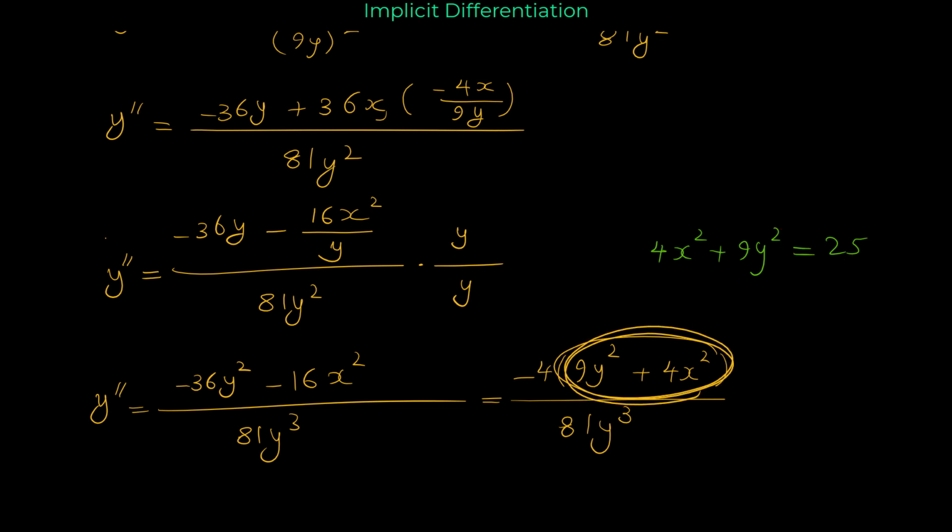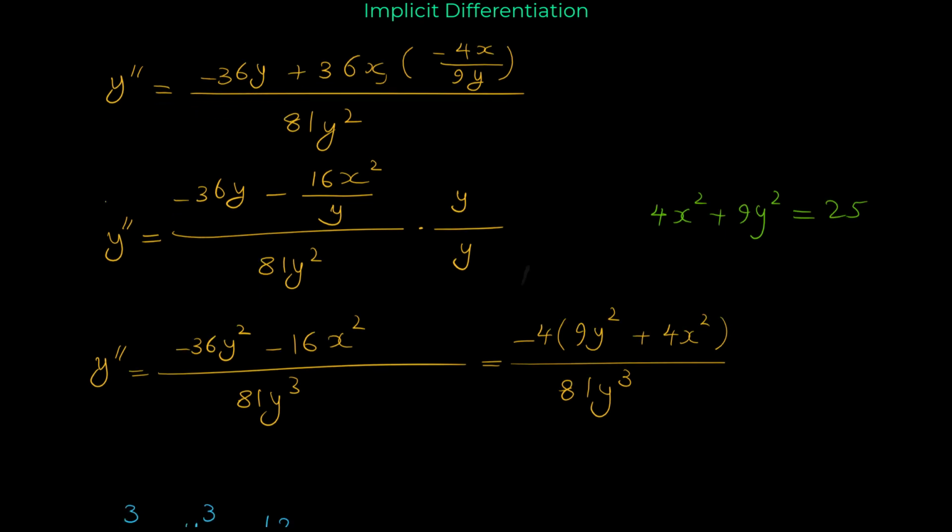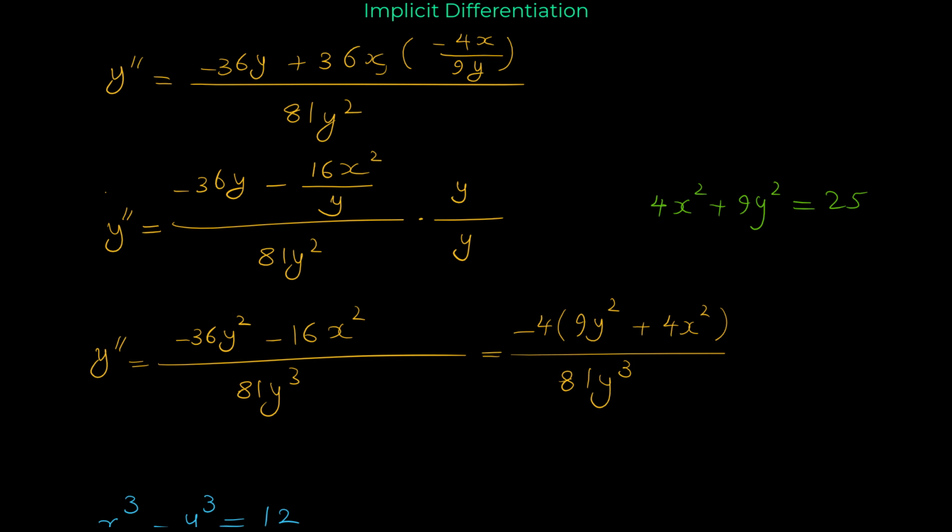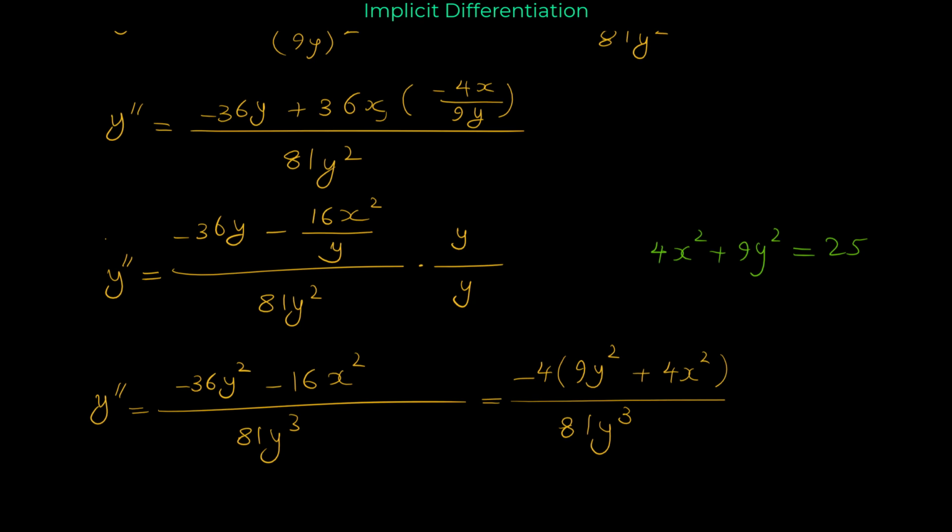If we do so, we can write the y double prime in this form. Let me write it here. We can write finally y double prime equals, because this is 25, negative 4 times 25 is negative 100 over 81y to the 3. And this is the second derivative of that implicit relation in the simplified form.